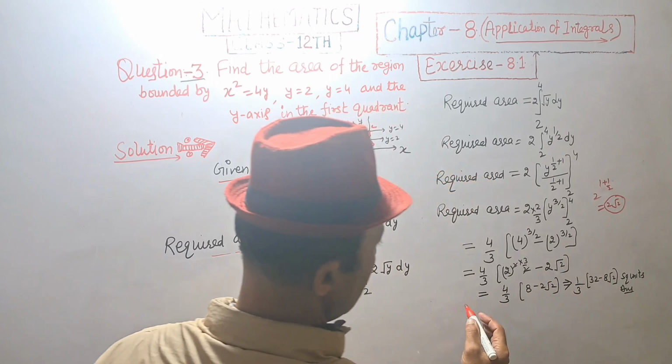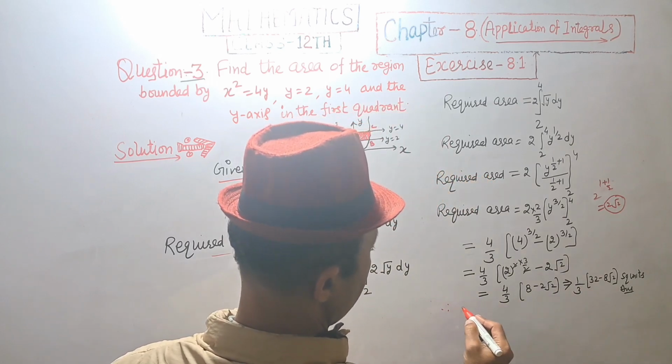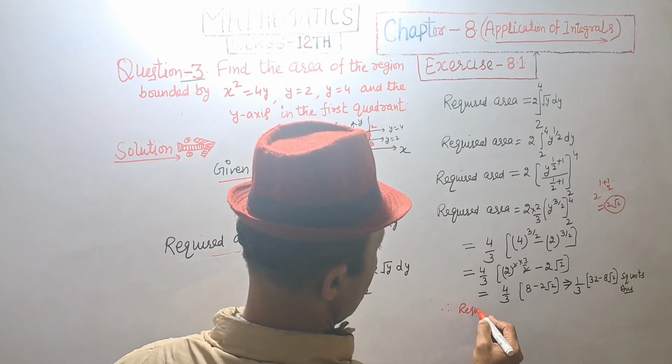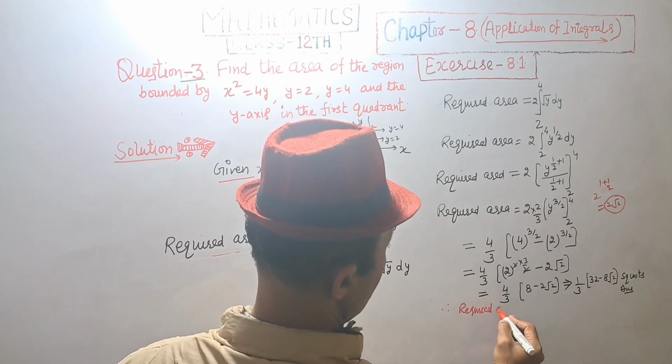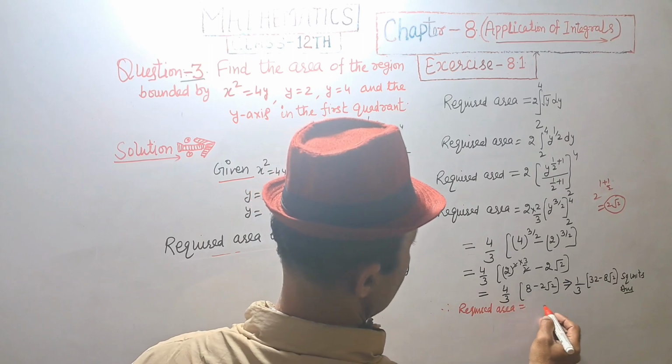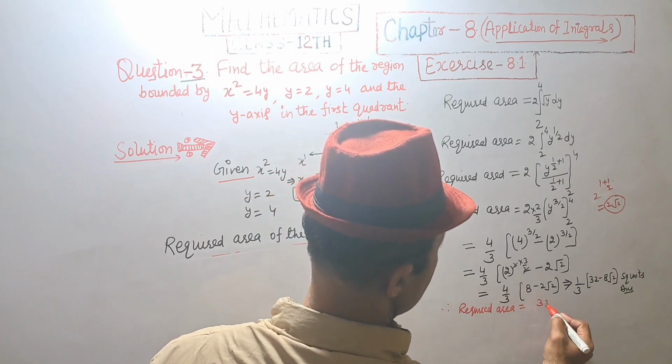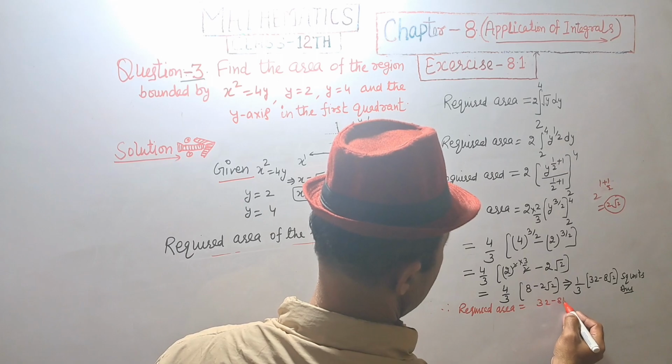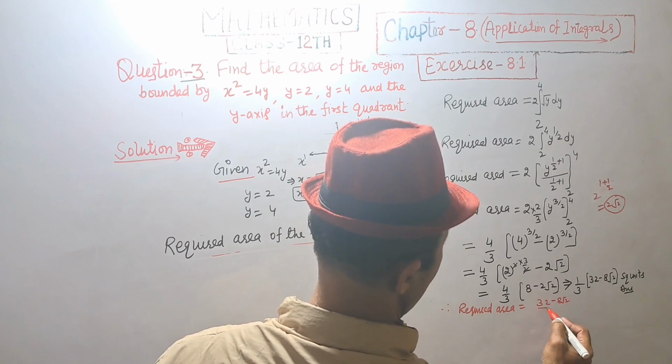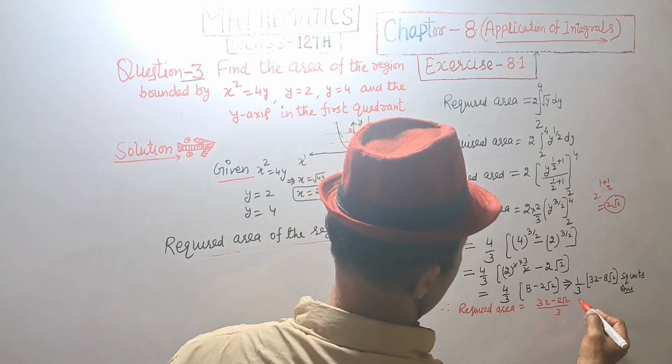So required area is equal to 32 minus 8 root 2, whole divided by 3 square unit.